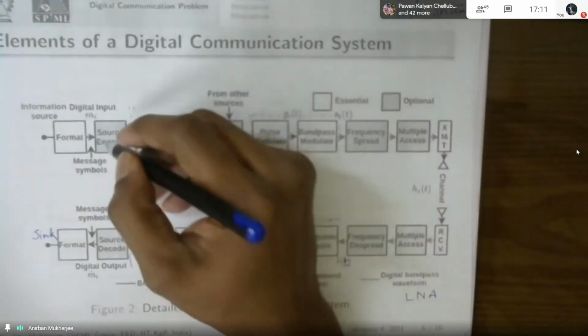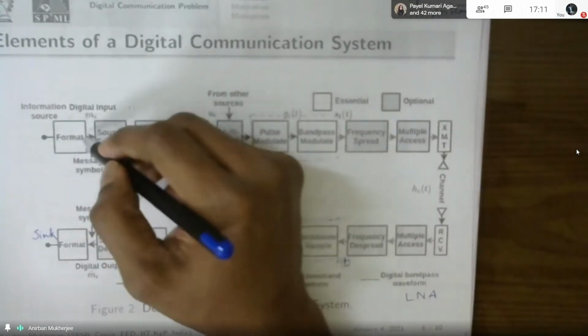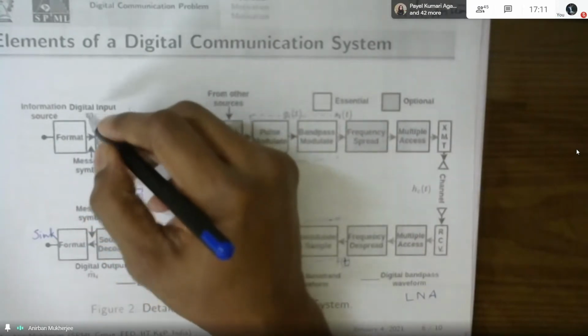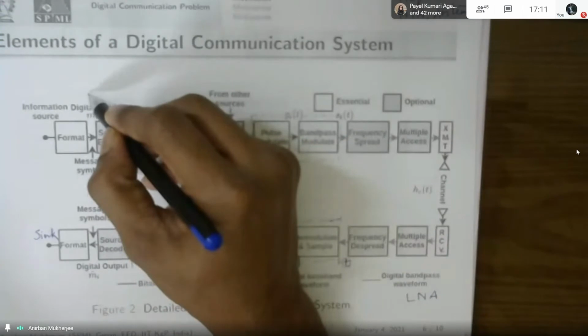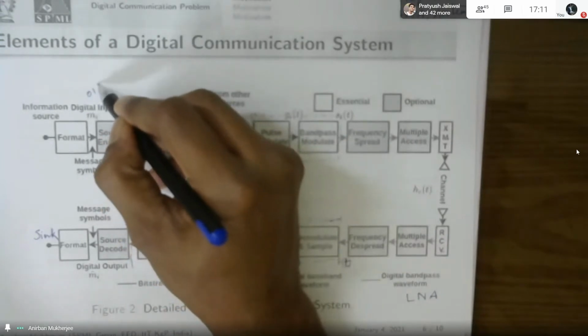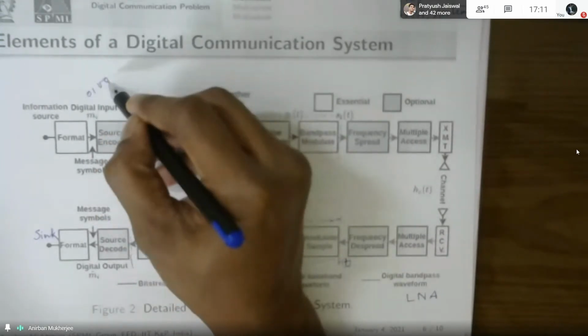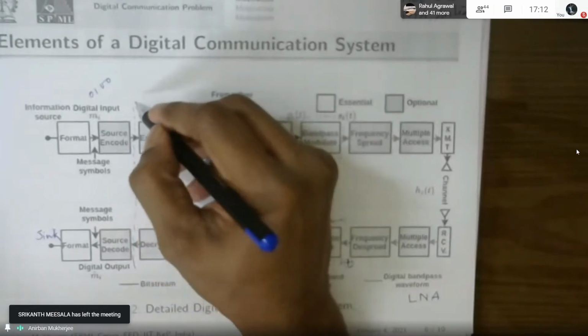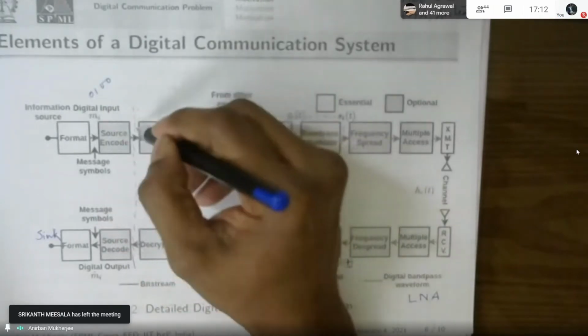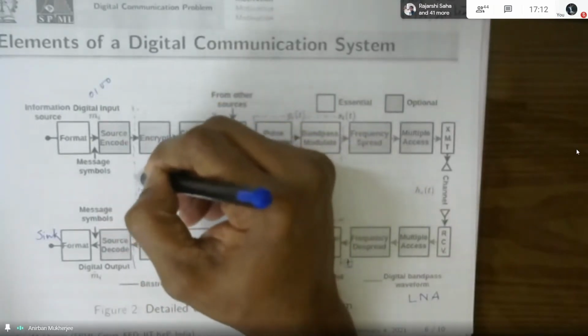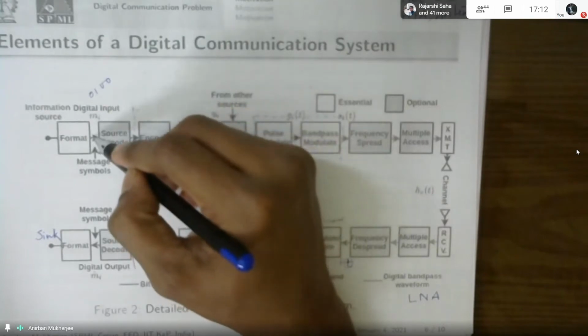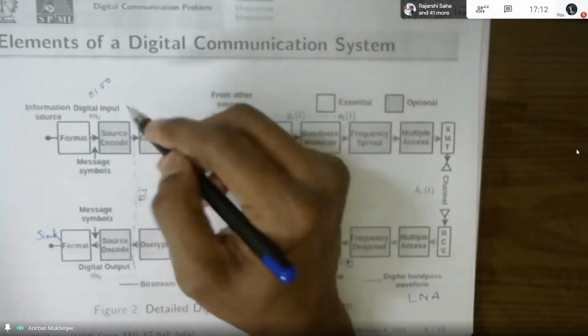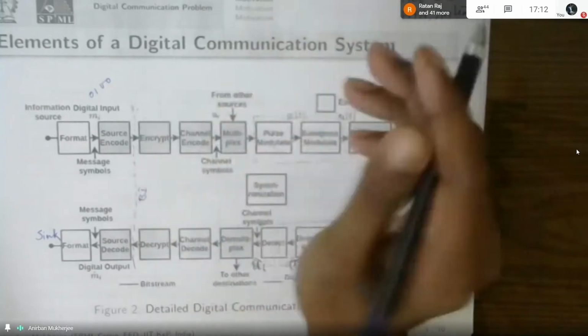Now this M-ary, after formatting, you are getting that binary stream. That means from here also you are generating, say, 0, 1, 0, 0 like this. Either you are generating it here, or after source encoding you are generating it here. But anyway, this must be a binary interface. Even if you don't do it here, you must have a binary interface here. Otherwise, it will not work.